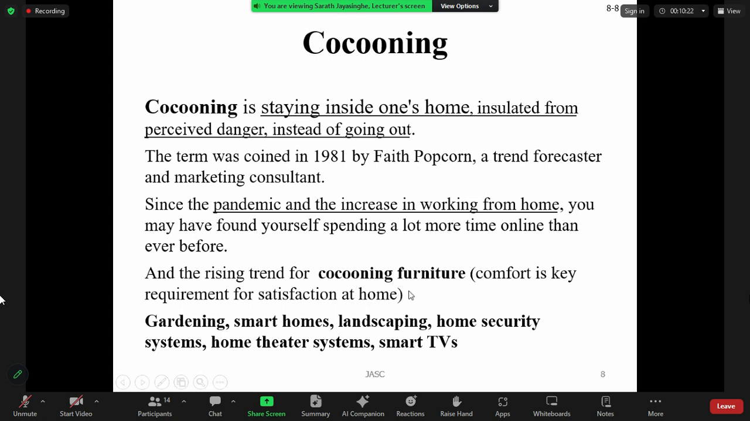And the rising trend of cocooning furniture. In normal days we don't want any different furniture within our homes or bedrooms. Earlier we went to university for lectures, but nowadays we want something. If you are using a computer or laptop, we need some kind of furniture, right? For lecturers, you need computers, screens, other technological items, sometimes speakers and mics, to do the lecture. So you have some new requirements.